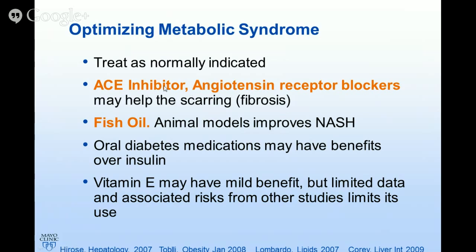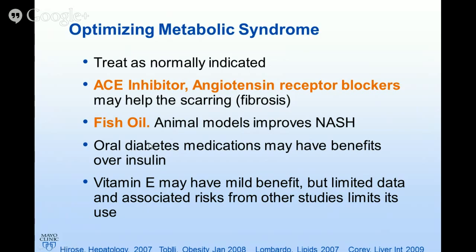These are specific types of medicines that might help with scarring in the liver and reducing that overall scarring. If you have high triglyceride levels, now that's a special type of lipid or cholesterol that your physician will follow. Fish oil may actually help that. There are some studies in humans coming out on that too, but so far it looks like it may help that. We don't have a lot of data on that.